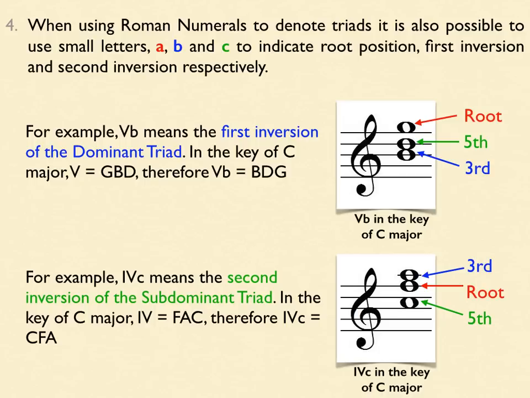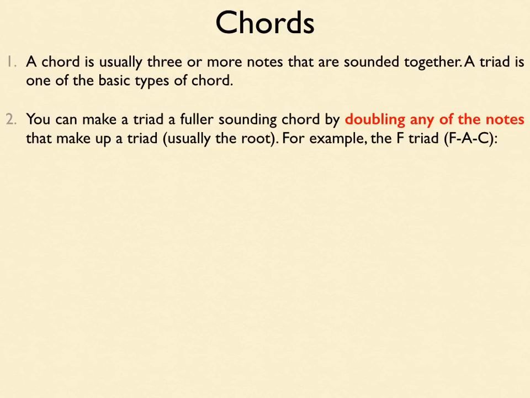So I think it's a good point now to come on to chords. So what are chords? Well, a chord is usually 3 or more notes that are sounded together. So a triad is one of the basic types of chord that we can have. A triad is a special type of chord in that we'll have the 3 notes in a triad, as the name suggests. But you can make a triad a fuller sounding chord by doubling any of the notes that make up the triad. It's usually the root.